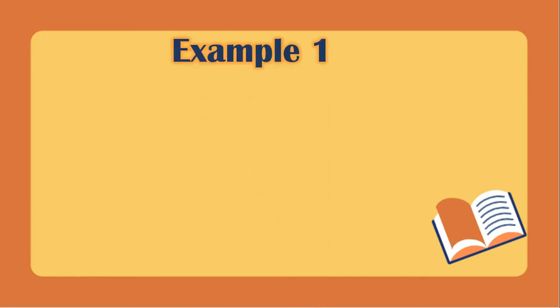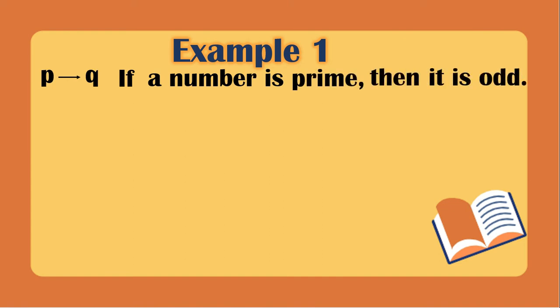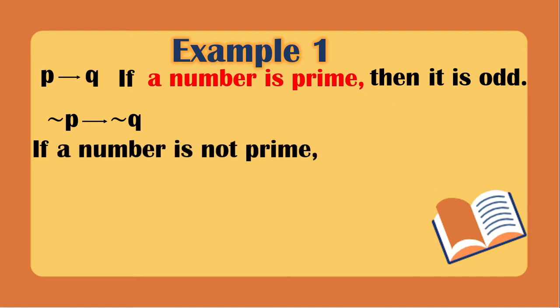Let us have example number 1. The conditional statement is, if a number is prime, then it is odd. Our inverse statement will be if, and then we will negate the hypothesis, a number is prime. A number is prime is a positive statement, so we will just add not. So it will become a number is not prime. Then the conclusion is it is odd, so we will make it in the negative statement. It will become it is not odd. So our inverse will be if a number is not prime, then it is not odd.